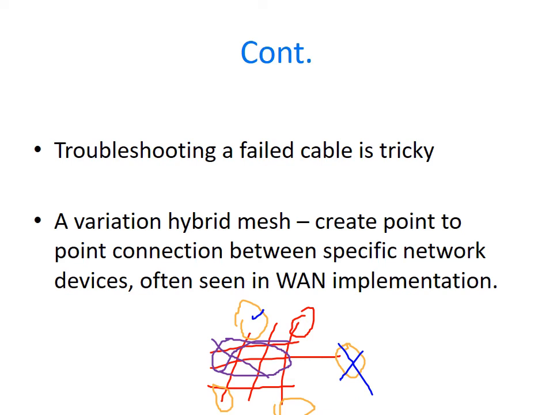So this hybrid mesh variation creates a point connection between specific network devices. It's often seen in one implementation. One implementation is wide area network. When we have a very wide network, you can implement this as a setup, because you have to connect all the nodes or computers to a network. So this you can use hybrid mesh variation.